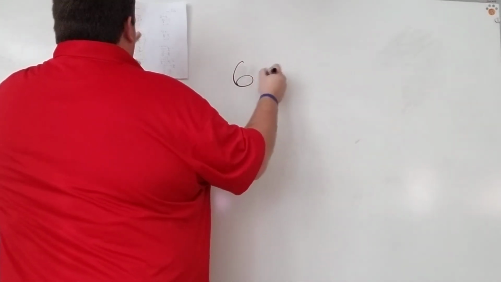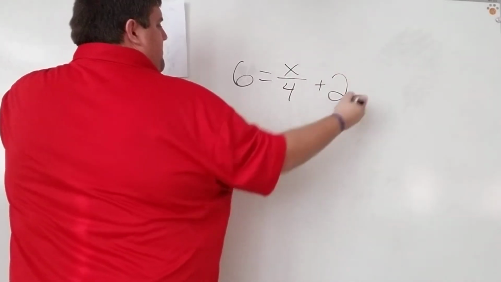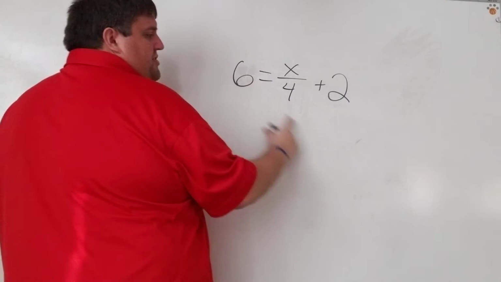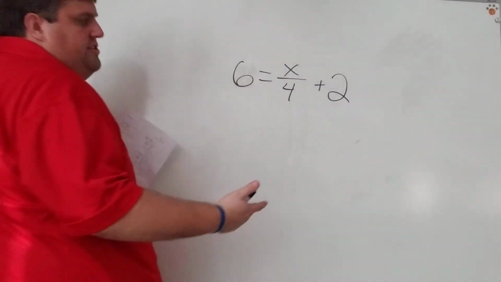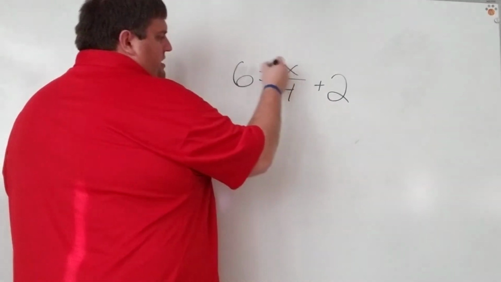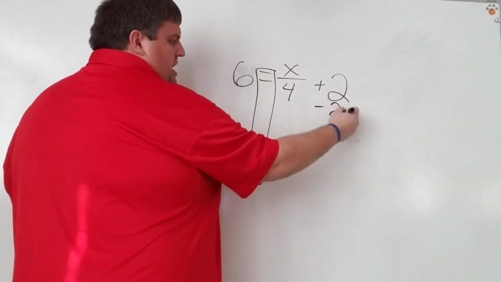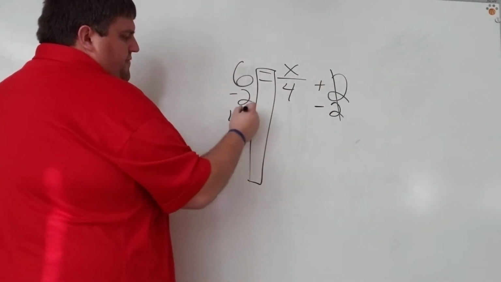6 equals x over 4 plus 2. Here's x. Again, if you want to switch the equal 6 to this side, you definitely can do that. That's part of the first things that you can do. I'm just going to leave it. Get rid of the plus 2, so I'm going to subtract 2 from both sides. 6 minus 2 is 4.